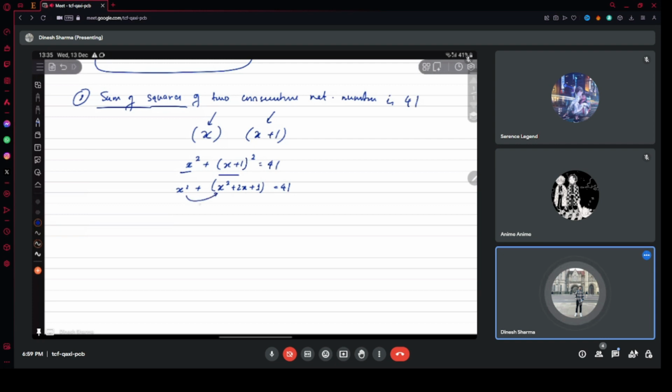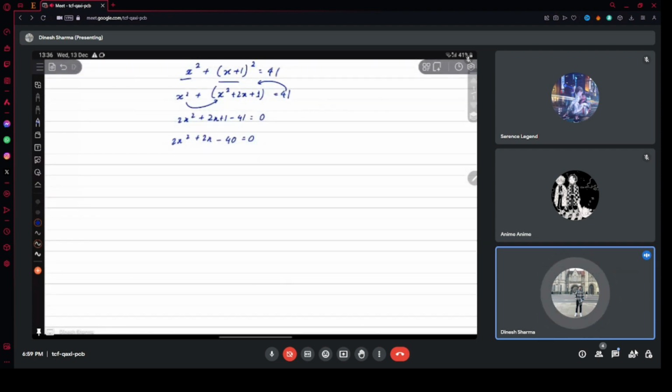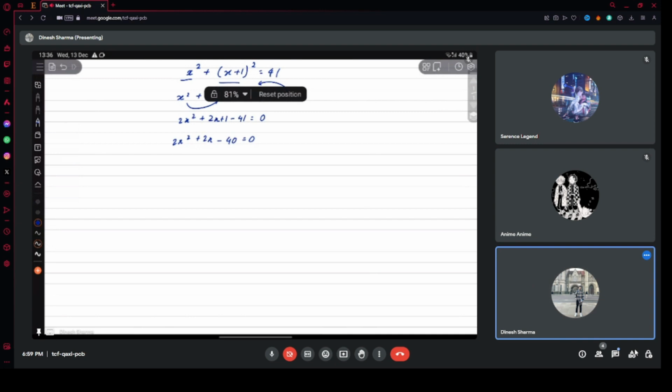So x squared plus x squared is 2x squared plus 2x, plus 1. Then you bring the 41 to the other side. It becomes 1 minus 41, equal to 0. So 2x squared plus 2x, and 1 minus 41 is minus 40, equal to 0. Now you can use the quadratic formula directly here. Before that, a is 2, b is also 2, c is minus 40.